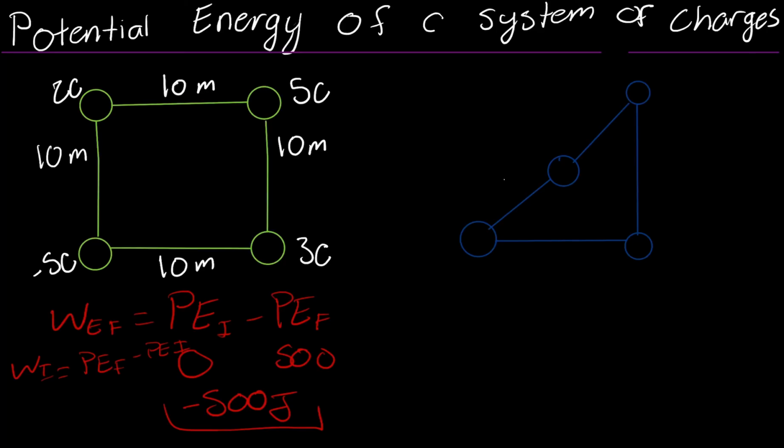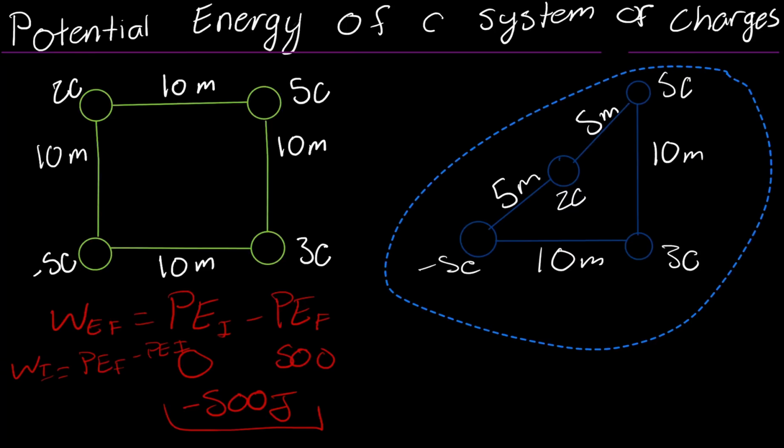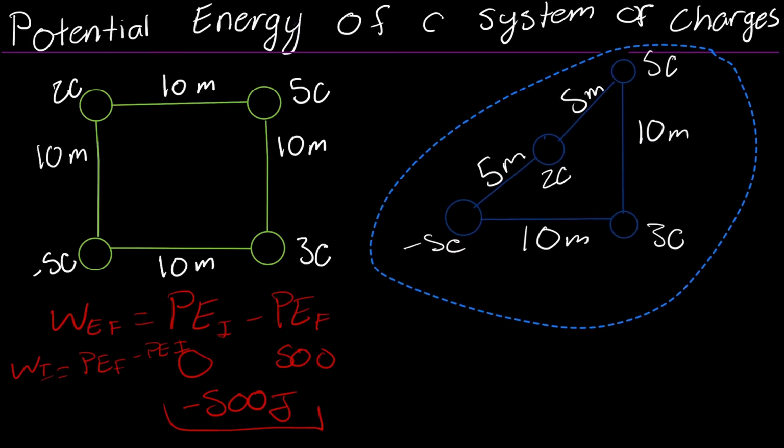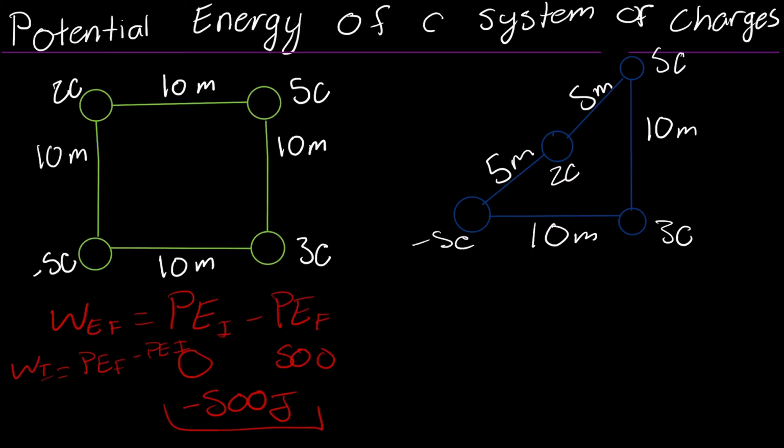So this new distance is 5 meters, 5 meters, 10 meters, and 10 meters, okay? And this is -5 coulombs, 3 coulombs, 2 coulombs, and 5 coulombs, okay? So this right here is the final potential energy. It's the modified square, if you could, that's what we're talking about, okay?